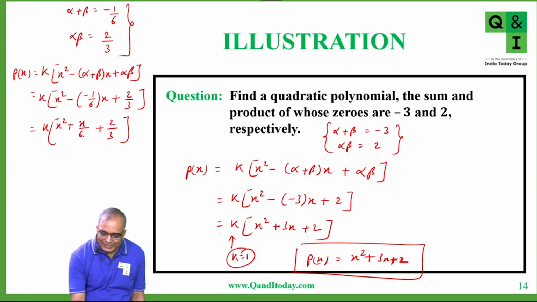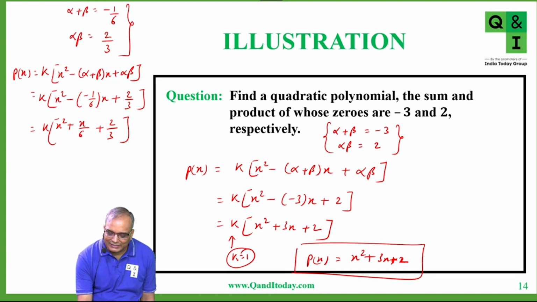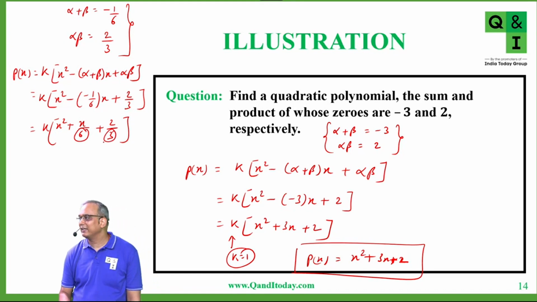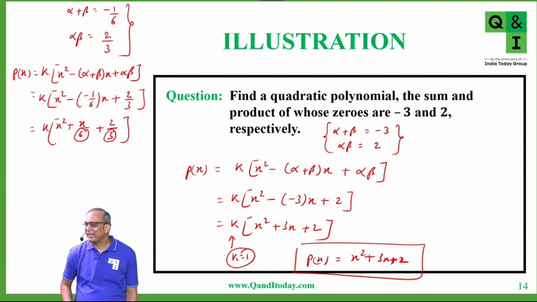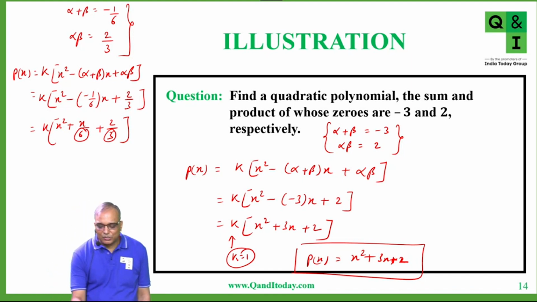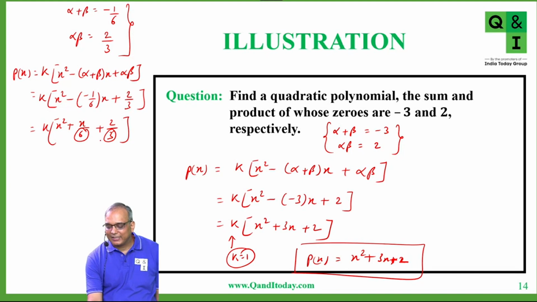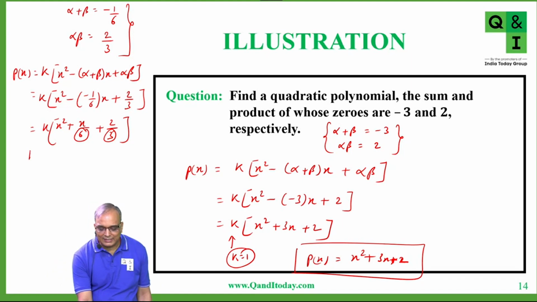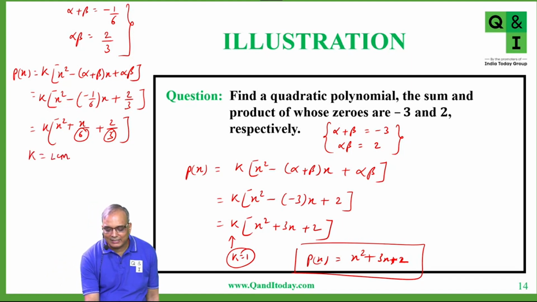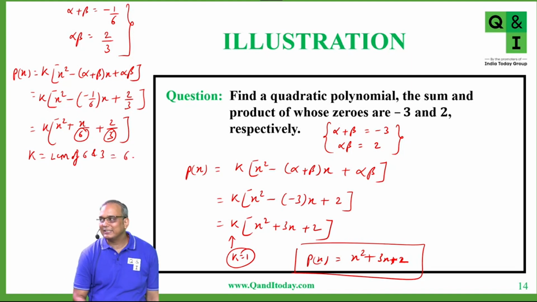So if you see this, the coefficient of x is 1 by 6. So in the denominator, you can see 6 here, and here you can see 3. If I take the value of k as the LCM of, yes, correct, Rahul, it is correct. So if you take the LCM of 6 and 3, the LCM of 6 and 3 is 6. So take the value of k as the LCM of 6 and 3, which is 6.